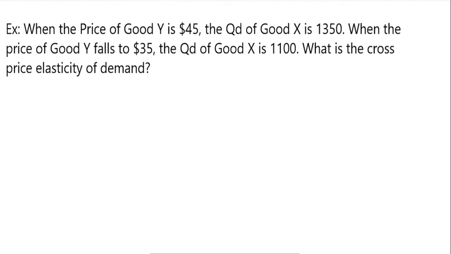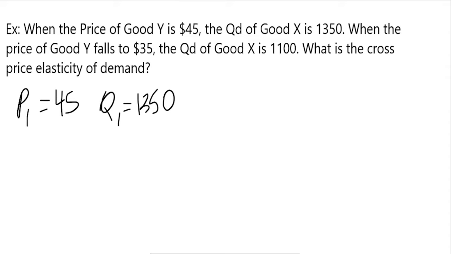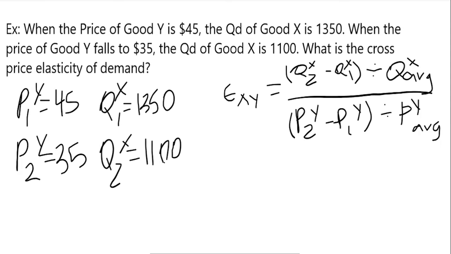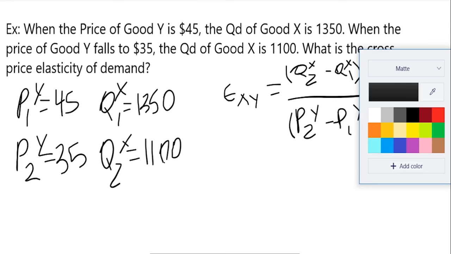So when the price of good Y is $45, the quantity demanded of good X is 1,350. So we have the price 1 is 45. The Q1 is 1,350. When the price of good Y falls to $35, so P2 equals 35, Q2 equals 1,100. What is the cross-price elasticity of demand? So I'm going to write down the formula and then we're going to plug everything in. All right, so there we have the formula. Let's plug everything in now.